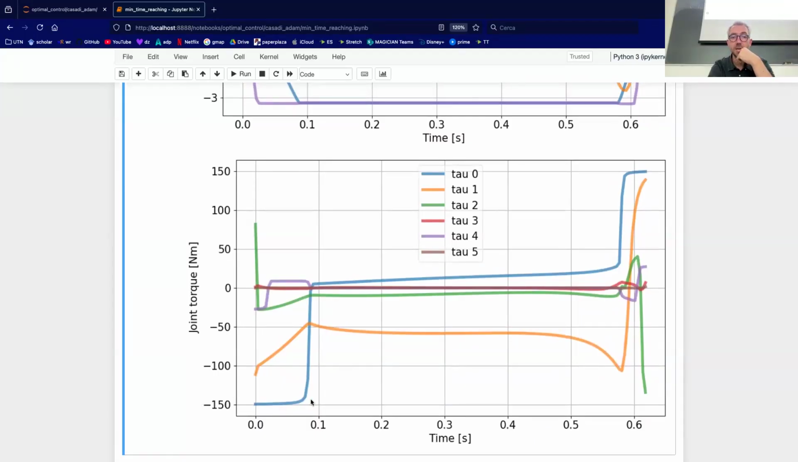And here is instead what happens to the joint torques. And we can see there is a saturation here at minus 150. And there is a saturation at the end at plus 150.